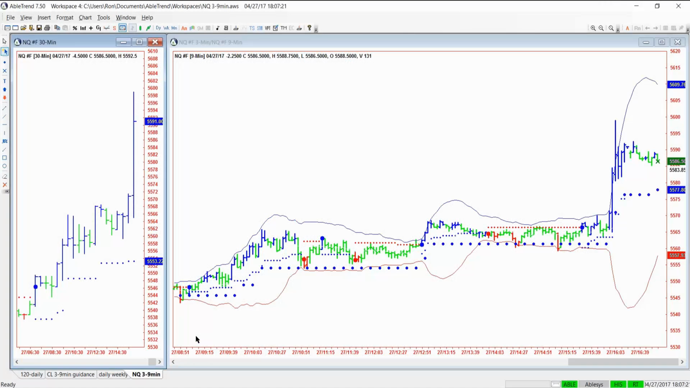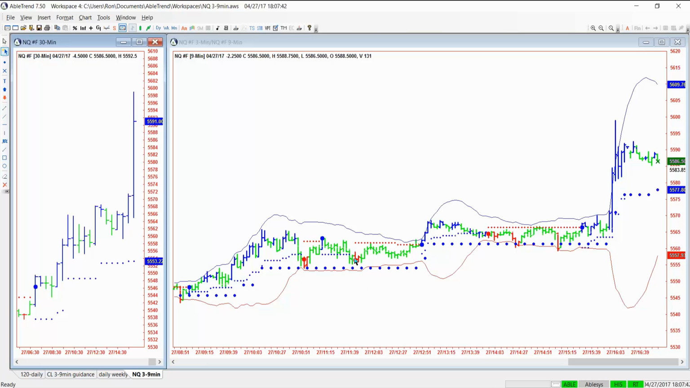Up or down. If it's flat and sideways like the S&P was today, you're just not going to get any movement. Nobody can win. We just had a bunch of no trade zones. It was just a break-even day because we hardly had any trades, which is really the good part about AbleTrend. On those real choppy sideways days, you hardly will have any trades because you'll have a lot of no trade zones like right here.